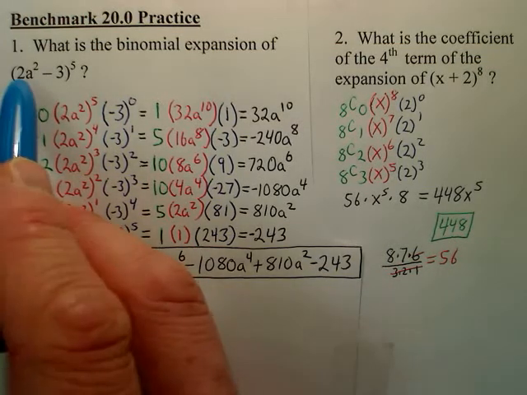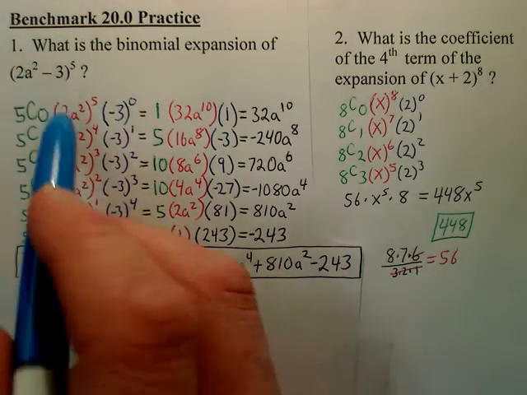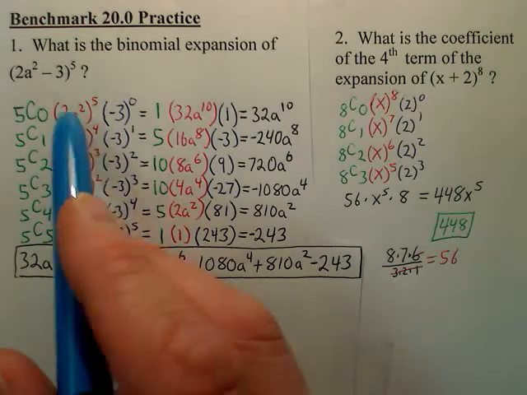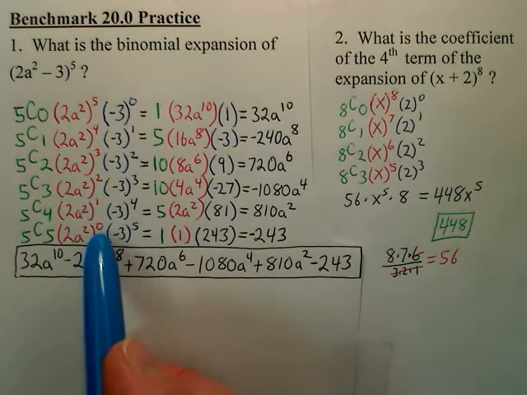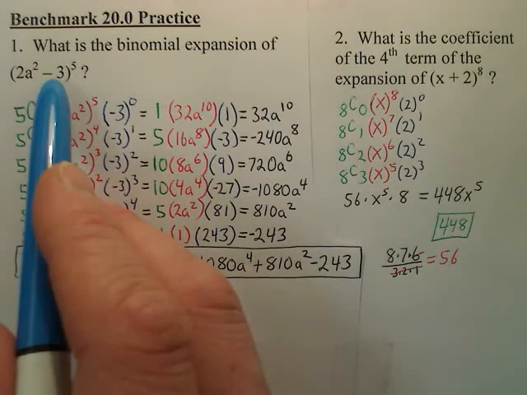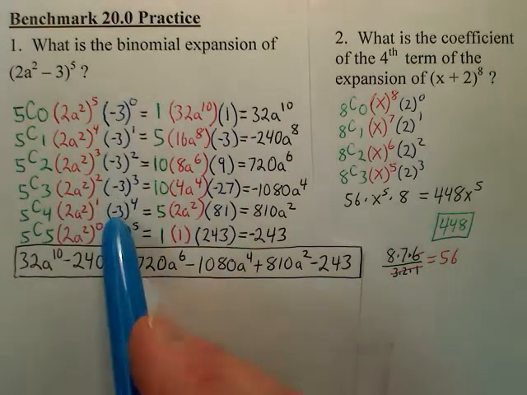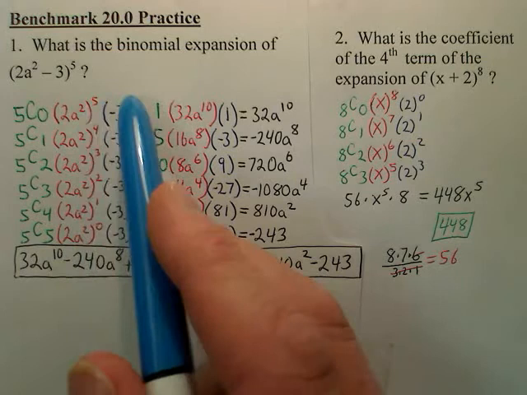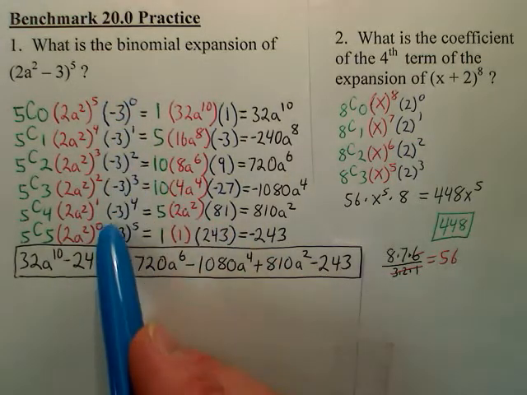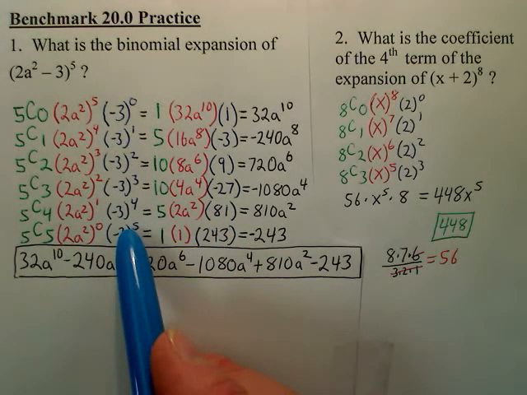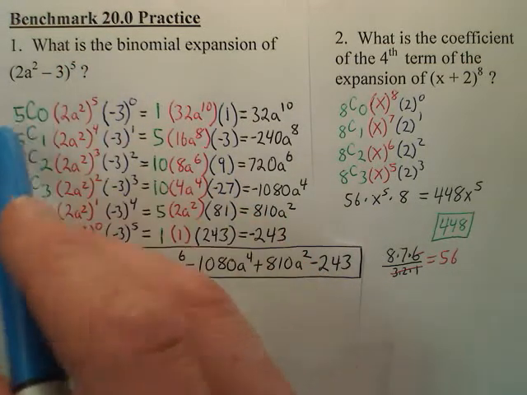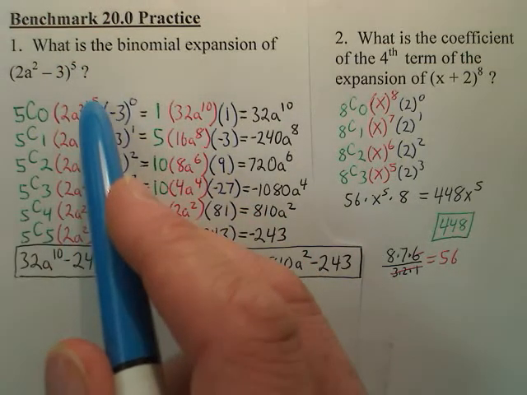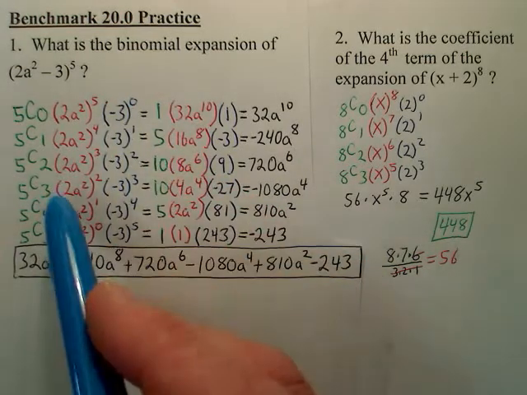Then what I do is I take this term, the 2a squared, and I start with the fifth power and work my way down to 0 power. Then I take my negative 3, and instead of starting with the 5, I start with 0 and work my way up to 5. It's all based upon what the power is. If that was a power of 4, you'd start with 4C0, and this would start with a 4. This would be a 0.